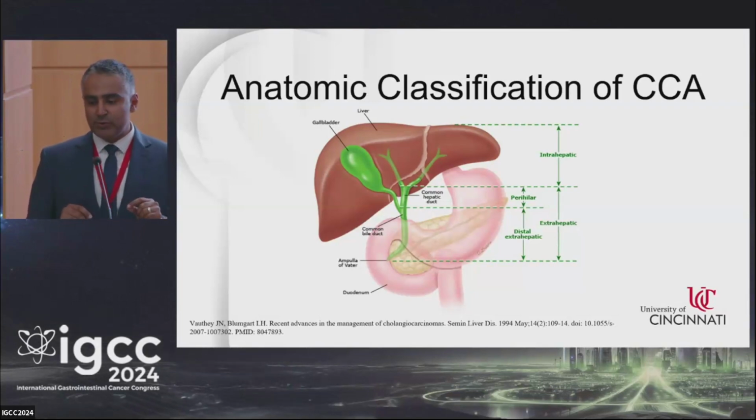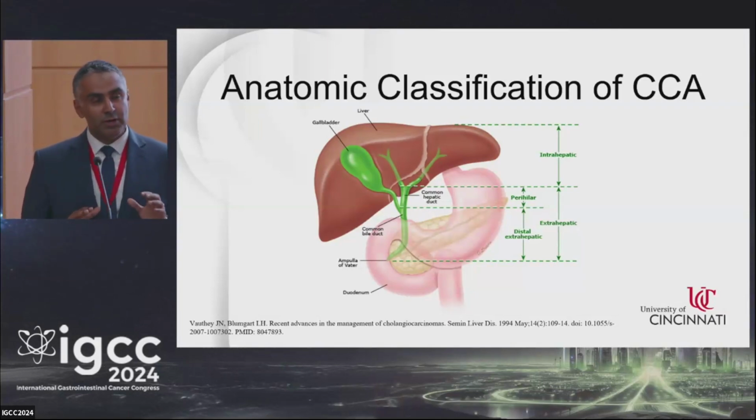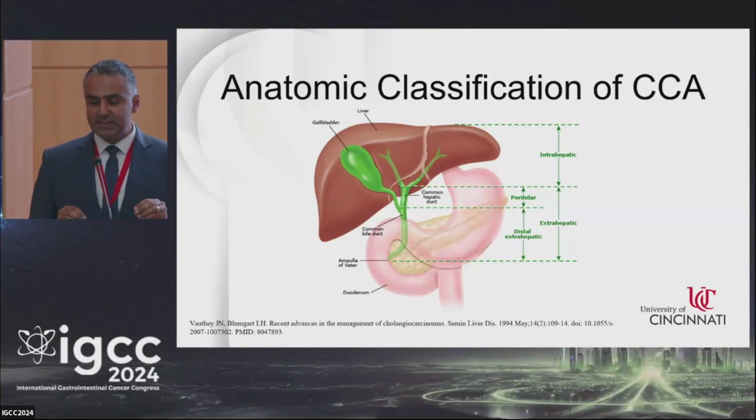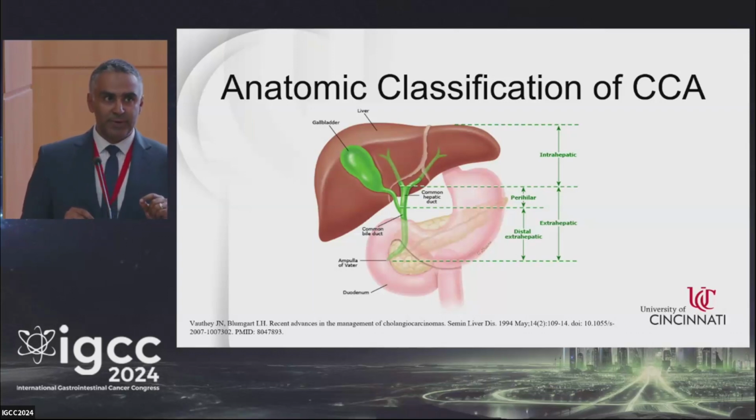Isolated intrahepatic cholangiocarcinomas are rare. They account for less than 5%. And this is something that we should remember when we are investigating those incidentally discovered intrahepatic strictures on MRIs. Isolated intrahepatic cholangiocarcinoma is really very rare.